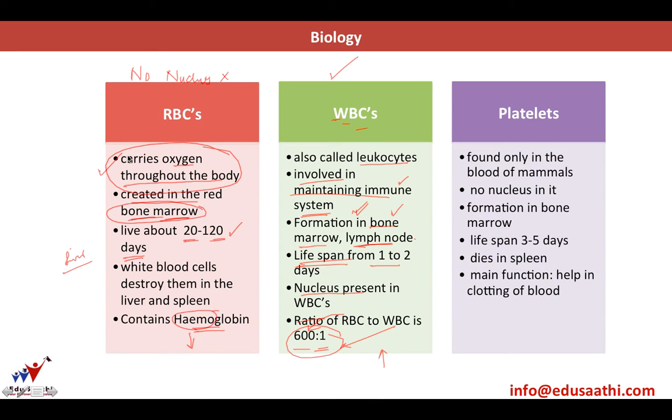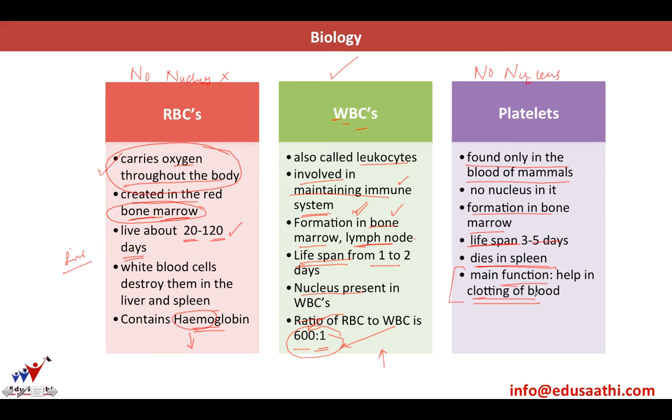Okay. Moving forward, platelets. They are only found in the blood of humans and other mammals. There is again no nucleus in platelets. The formation takes place again in the bone marrow. The lifespan is 3 to 5 days and they die in the spleen. The main function of platelets is to help in the clotting of blood. These blood platelets help in the clotting of the blood.